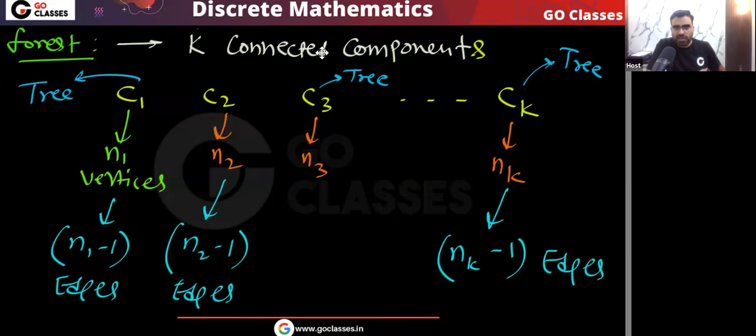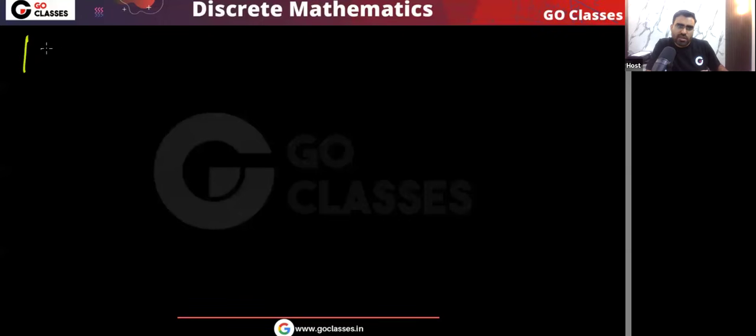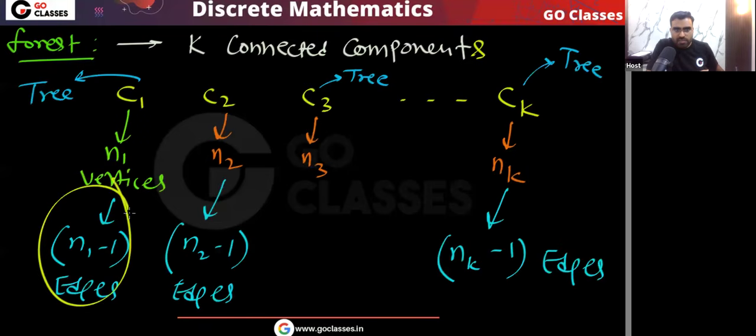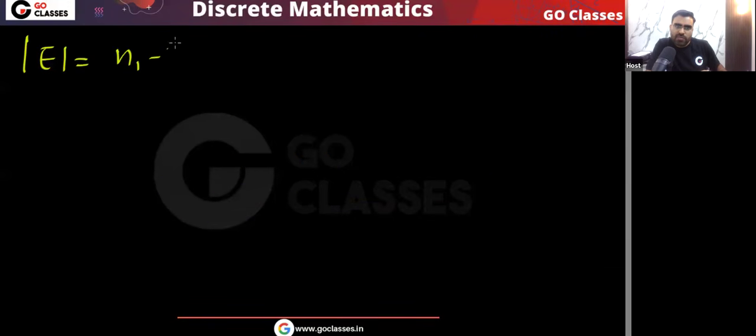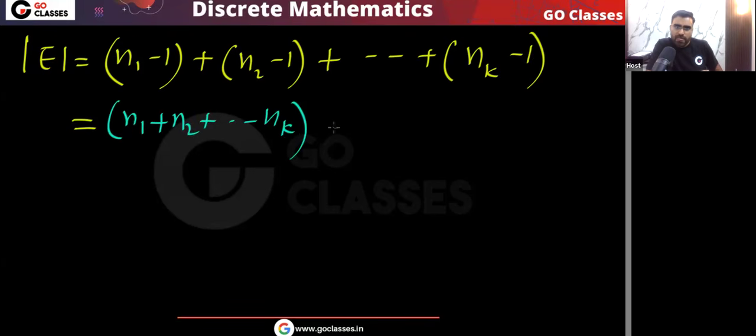Okay, so very simple. Now you tell me, what will be the total number of edges? Because the question is asking how many edges are there. So the number of edges will be this plus this and so on. It will be n1 minus 1 plus n2 minus 1 and so on up to nk minus 1. So you can take all these n1 plus n2 plus up to nk together, minus how many times will I subtract? You can see there are total k terms. Yes or no? So I will do minus k, because it is minus 1 minus 1 minus 1.